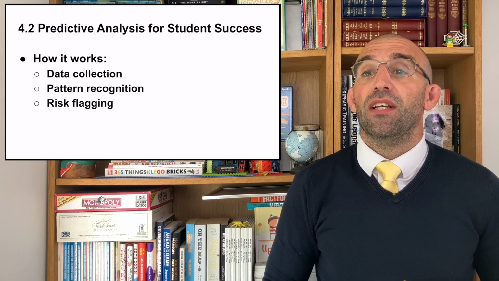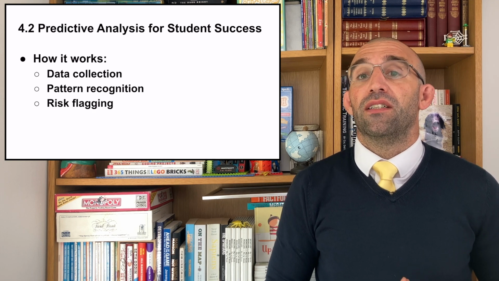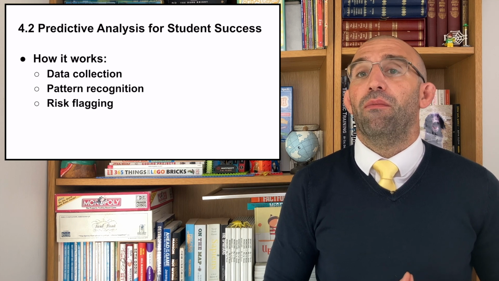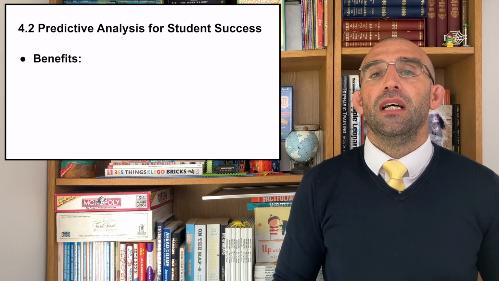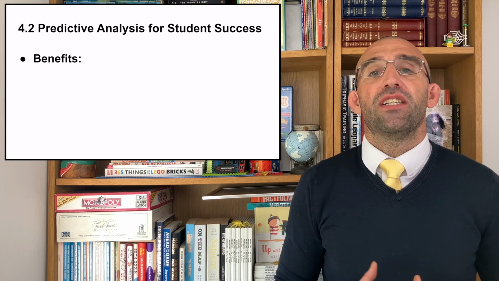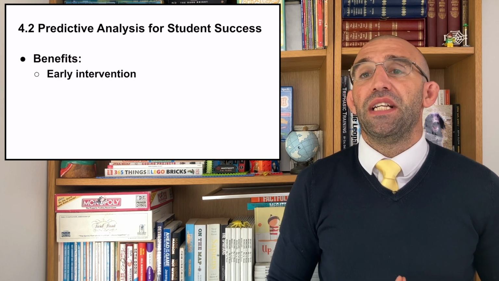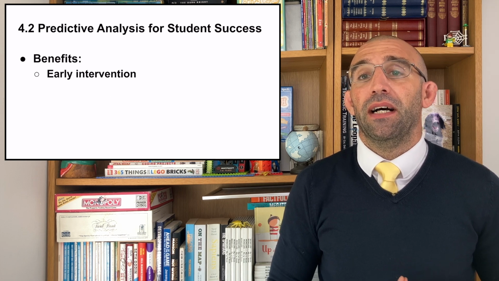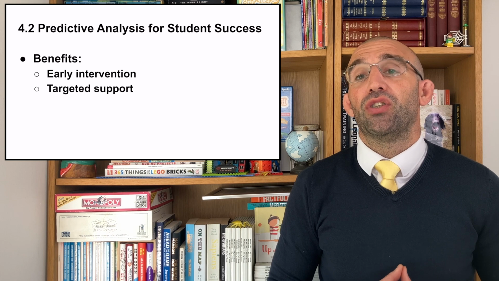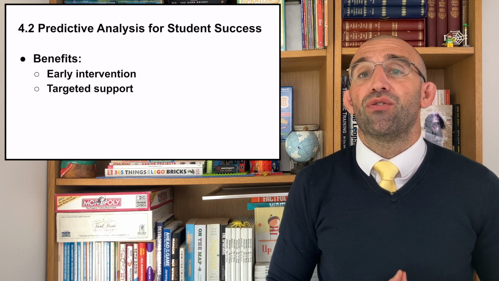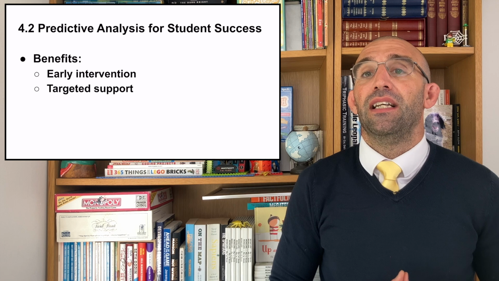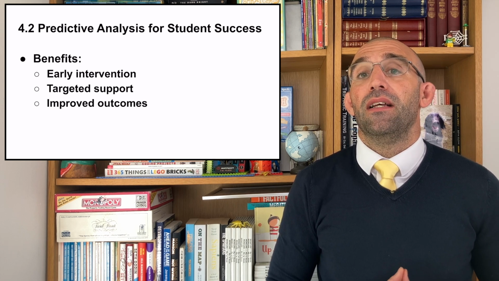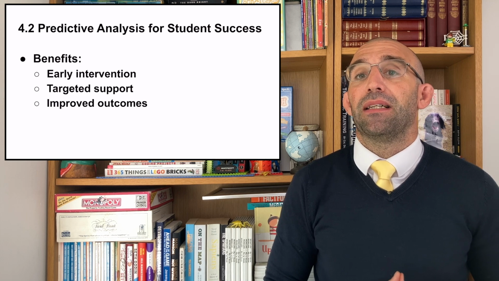Next is risk flagging. The system can then alert educators or advisors to students who are predicted to be at risk of failing, dropping out, or struggling with a particular topic. There are many benefits of this. Firstly is early intervention. This allows educators to intervene before a student completely disengages or falls significantly behind. Also, the opportunity for targeted support enables schools to direct resources and support like tutoring or counselling to students who most need it. Improved outcomes: ultimately the aim is to improve student retention and academic success.